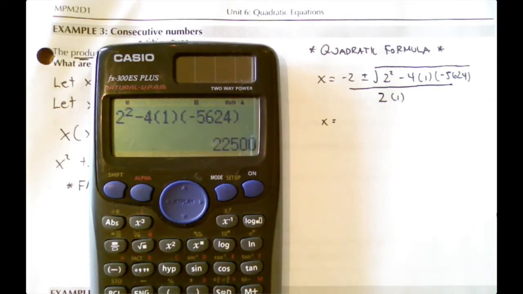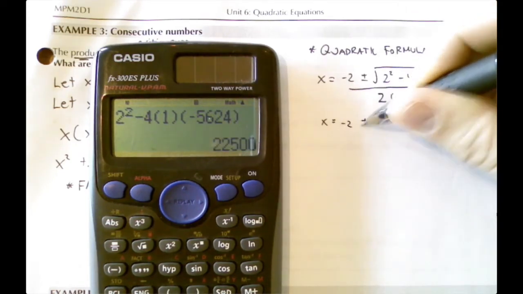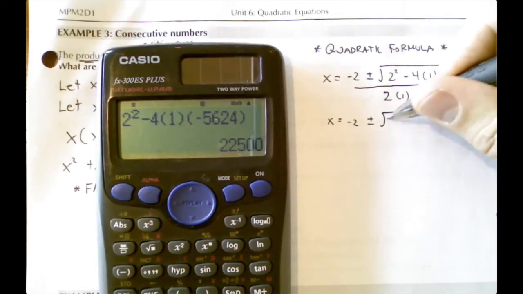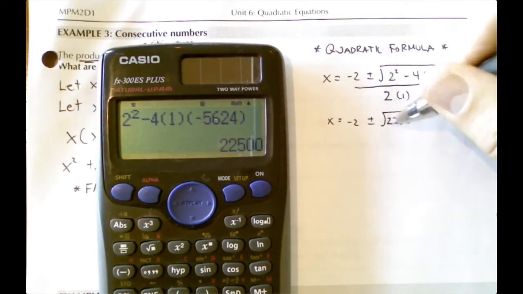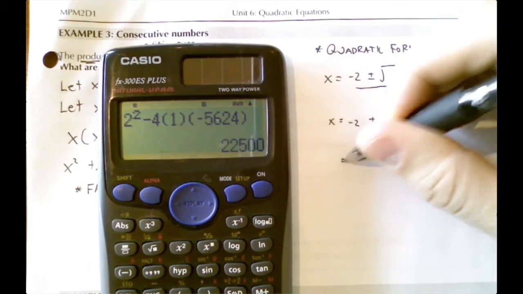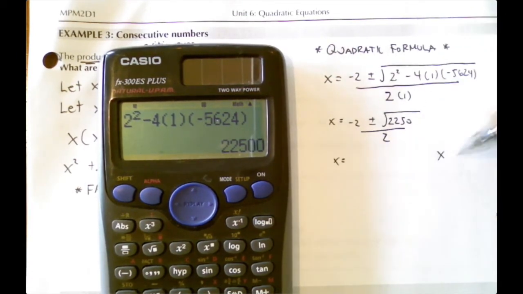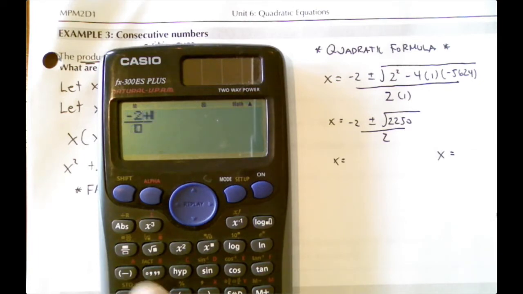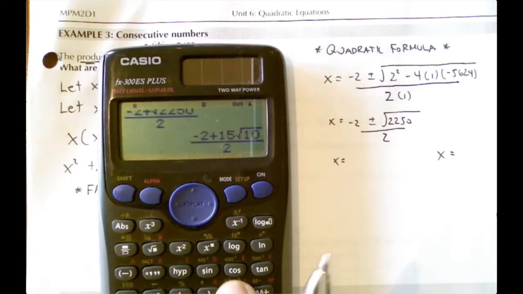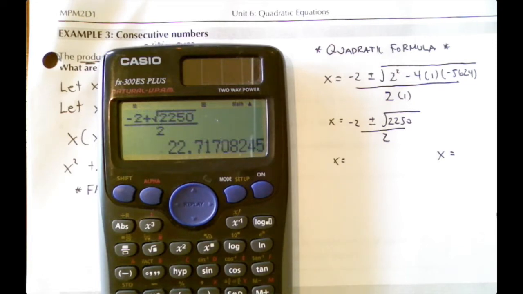We get a positive discriminant, which means we are going to have two answers. And now we just have to figure out what they are. No decimal, so we might get nice whole numbers. So let's give it a shot. We got negative 2, we'll do the plus first, plus the square root of 2250 over 2. And we get, which equals, I think I made a mistake.